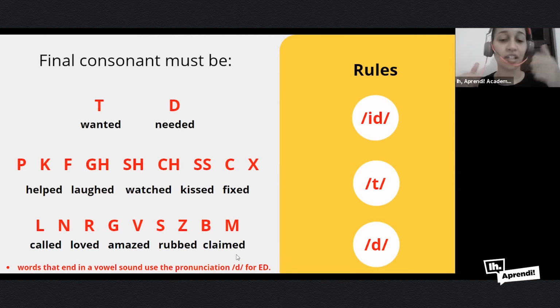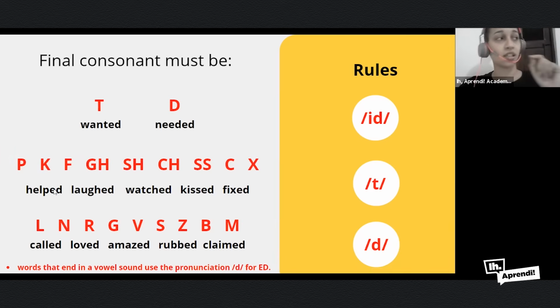All of them, if you have a Z, a B, a M sound, you pronounce it as a D. But guys, these words that we pronounce it as a T, or a D sound at the end, we don't add an extra syllable. So we don't have the E pronounced. Helped. Forget the E, helped.